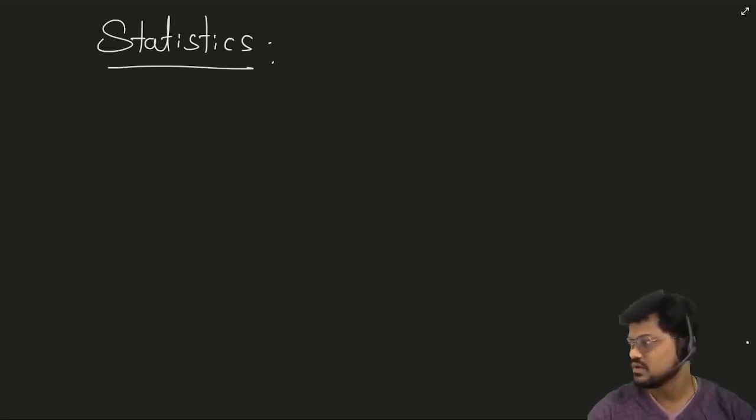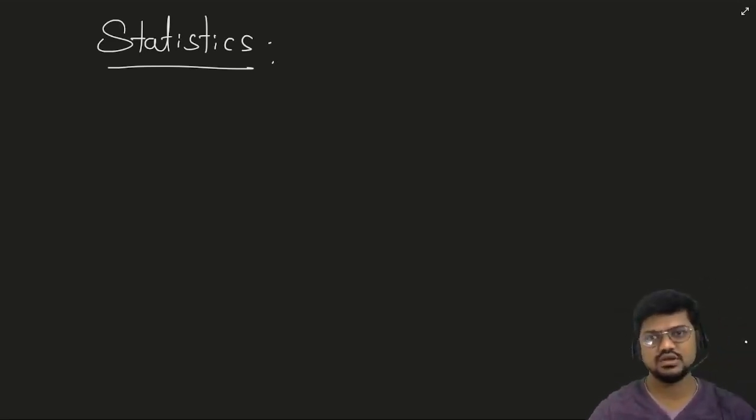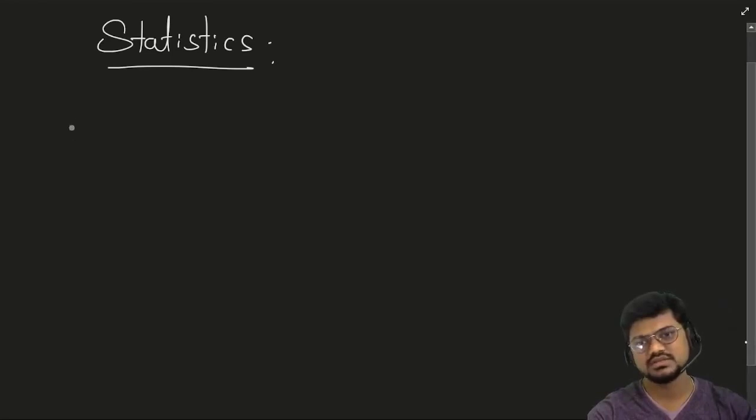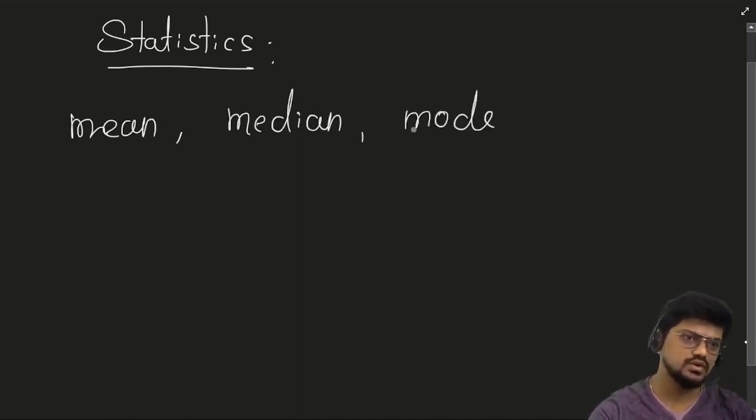Okay, everyone, we are going to start with statistics today. Let us understand the basic things you have in statistics. The basic things are mean, median, and mode. First you should know what all these things are. Maybe you have learned this in your class ninth or eighth, right?